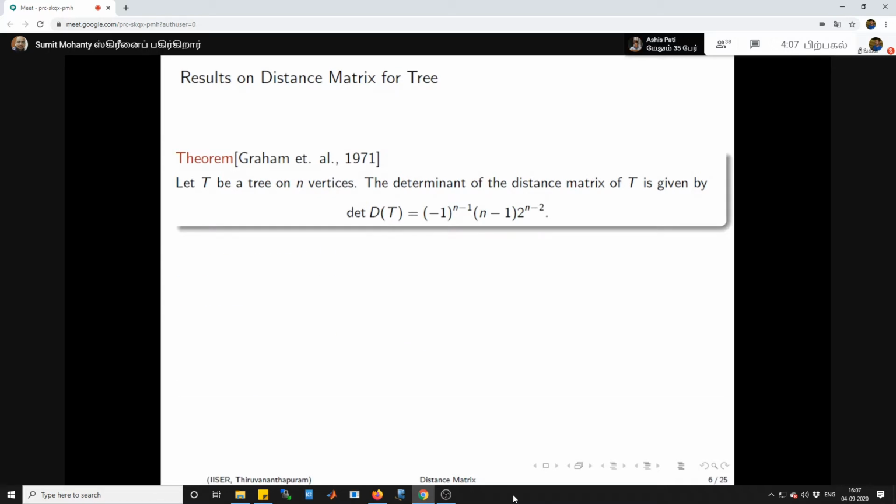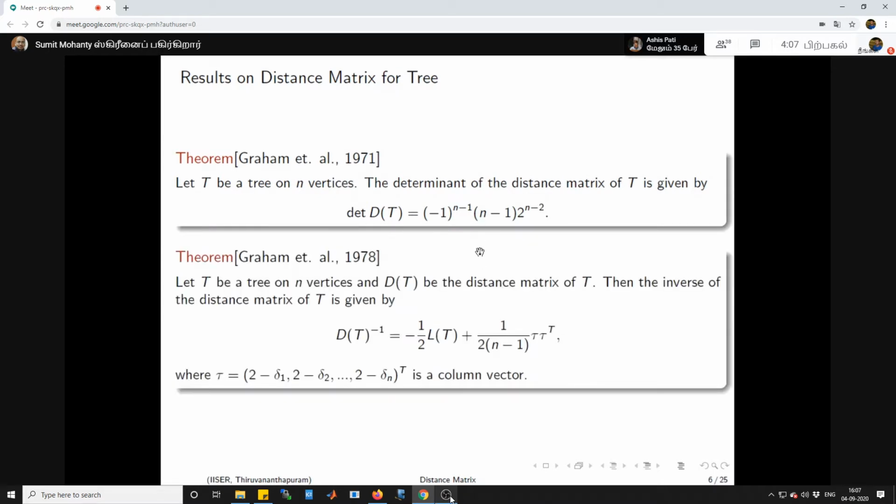Then in 1978, Graham, along with another author, proved that for a tree on n vertices, the inverse comes in this form. The inverse is here, where L T is the Laplacian matrix, and this tau is a column vector depending on the degree sequence like this.